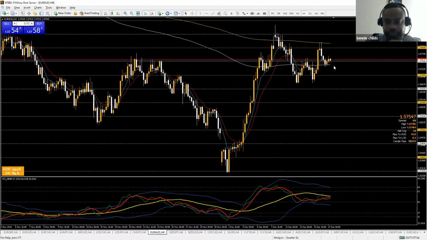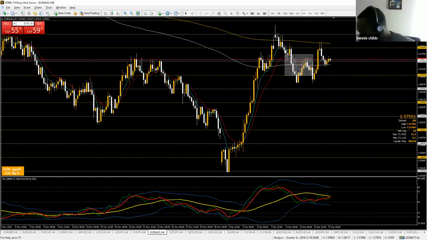This one, because it's in between the 400 and 200, I would just wait for this to come out of that range. Now up here, if I was able to get into it up here, then yes, I would have waited for my signal candle to jump in.